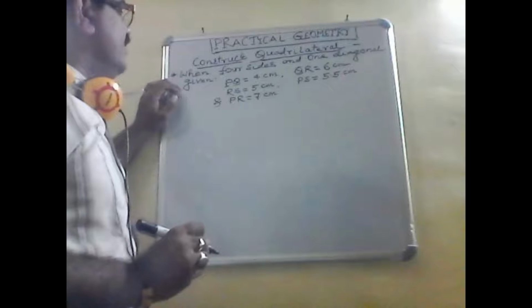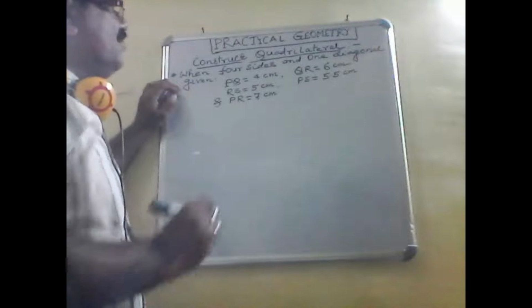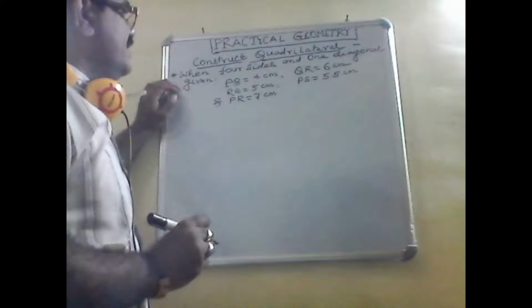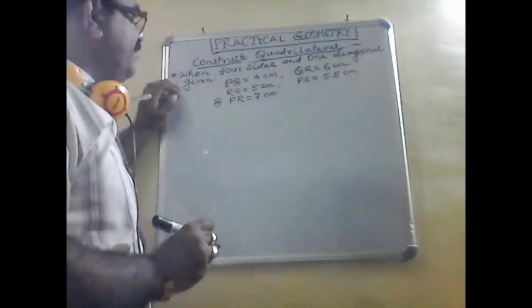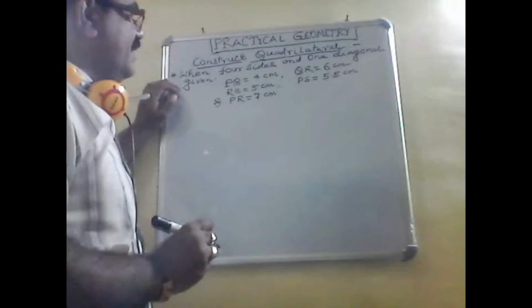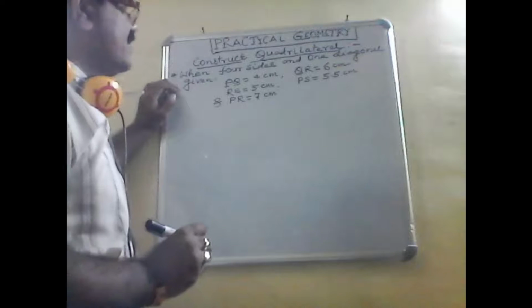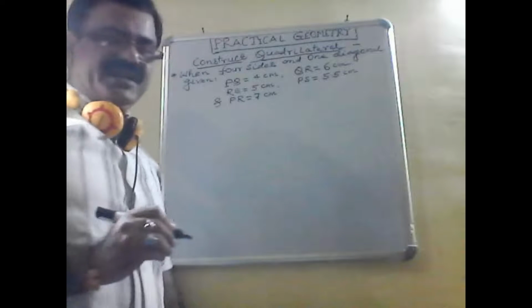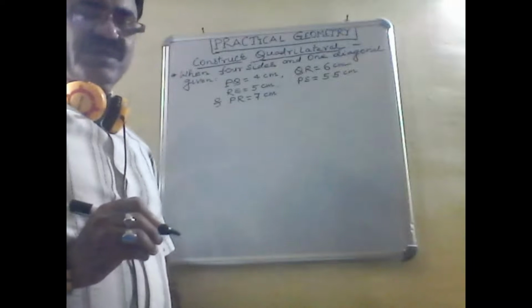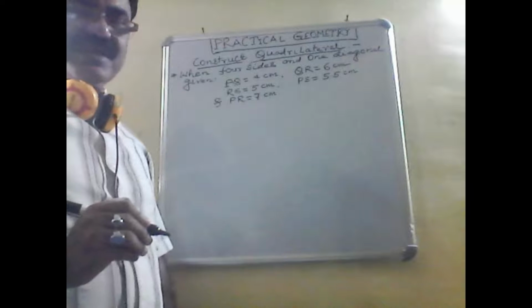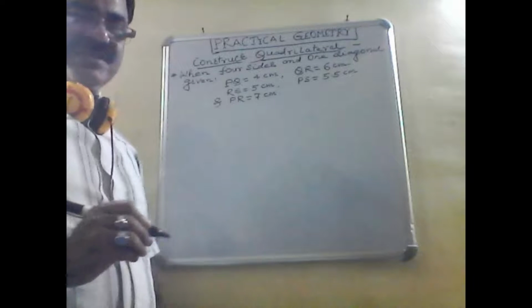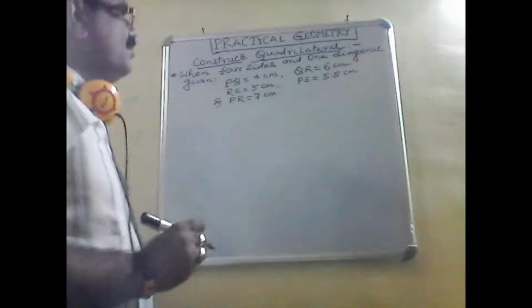Let us consider one example. If PQ is equal to 4 cm, QR is equal to 6 cm, RS is equal to 5 cm, PS is equal to 5.5 cm, and PR is equal to 7 cm, by giving such data you have to construct a quadrilateral. What will you do for this one? For any kind of construction, listen carefully to the precautions you should take before you start constructing any quadrilateral. First of all, you will do the rough work.